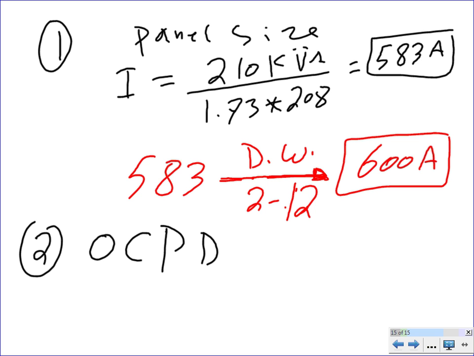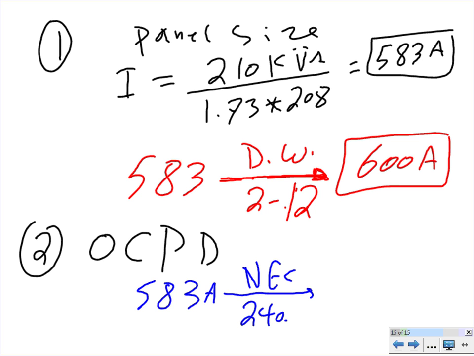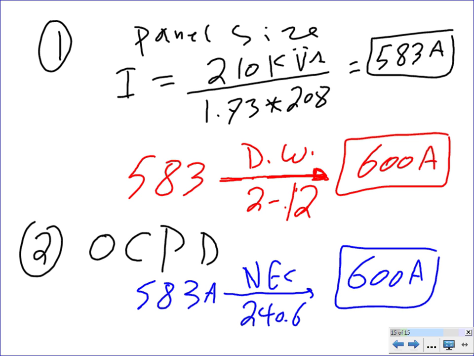So what's the size? I have 583 amps. Same calculation. Now take it to NEC 240.6. It'll give me 600 amp, right? 600 amp. So I really landed a good number here. 600 amp, 600 amp. Perfect. 600 amp. One more time.